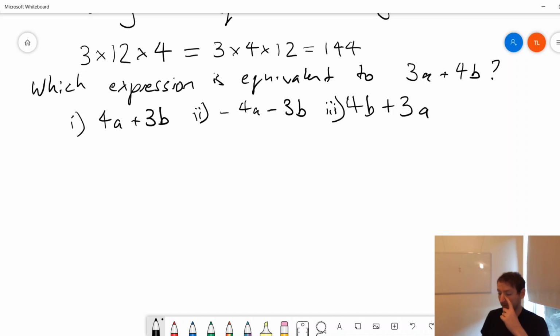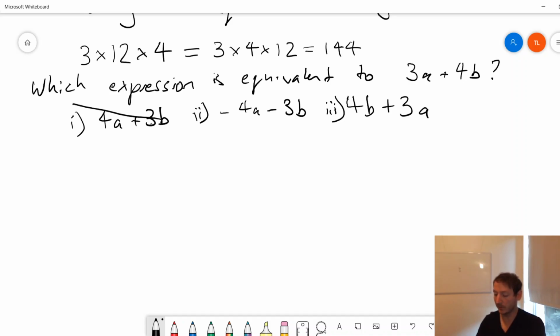Alright, so pretty easy question, but which one's equivalent? Well, if both of those are 1, if a equals 1 and b equals 1, you get 3 times 1 plus 4 times 1 is 7. And this one, 4 times 1 plus 3 times 1 is also 7. So they are equivalent at some point, but they're not equivalent expressions because they're not always the same. If those are any other numbers, you're going to get different values for this expression and part 1.